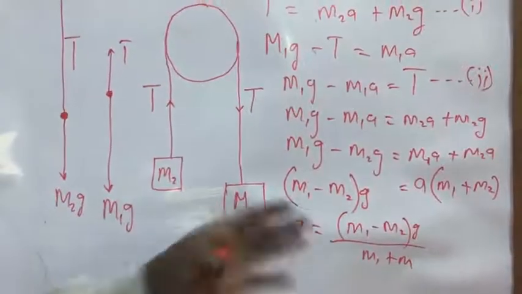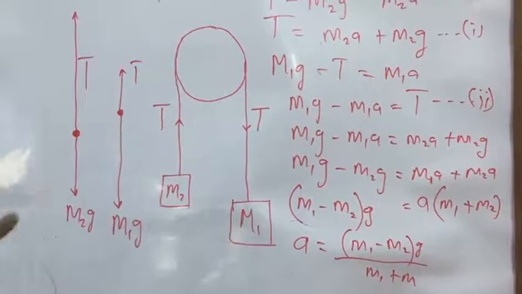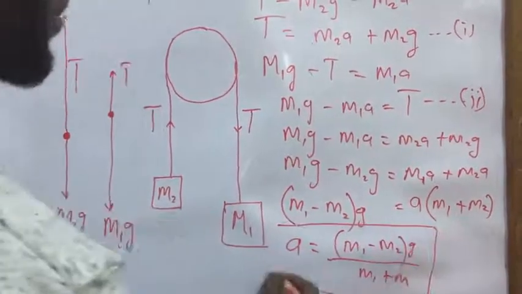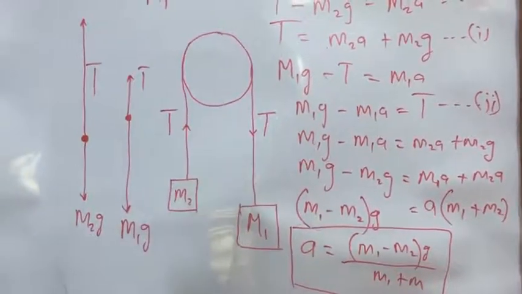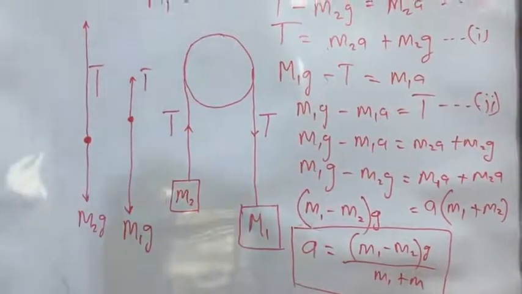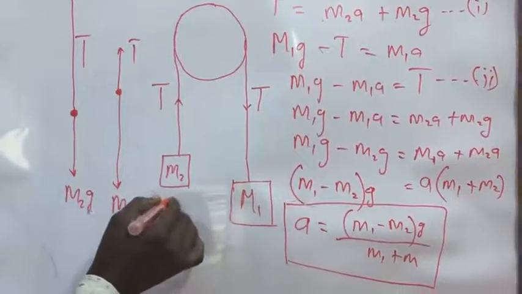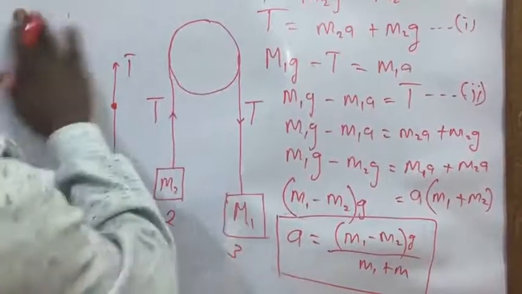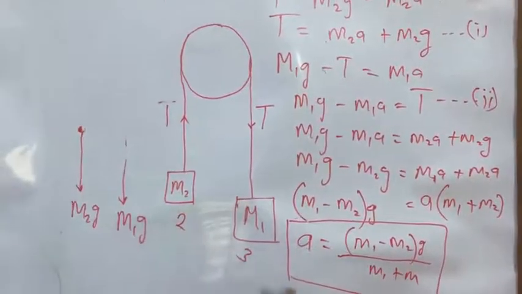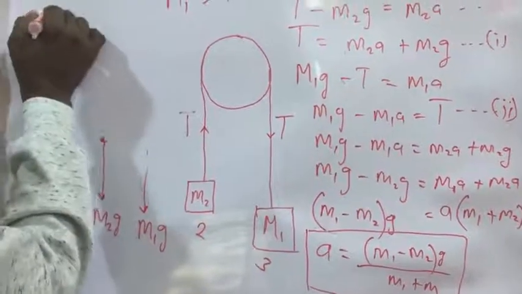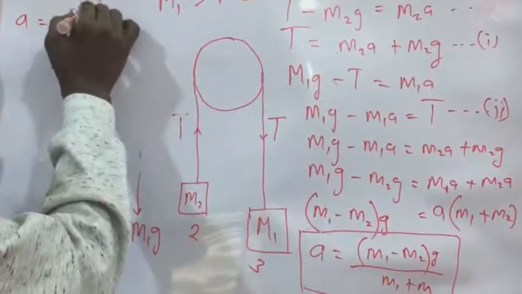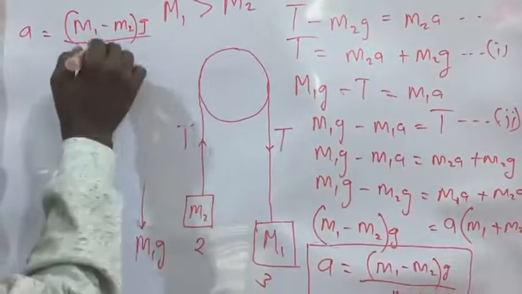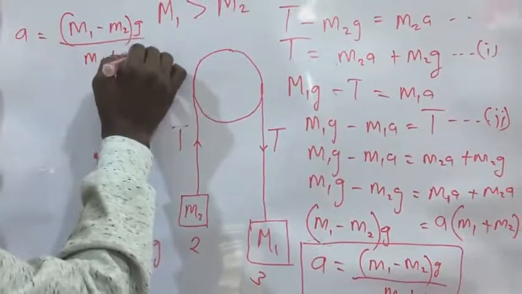So when you are given a question of this nature, you don't need to rack your brain. Just have this formula in your memory and then substitute the values given to you. Let's assume M2 is equal to 2 and M1 is equal to 3. Then you can solve this problem. How do you go about that to find your A? You write the formula. A is equal to M1 minus M2 into G over M1 plus M2.